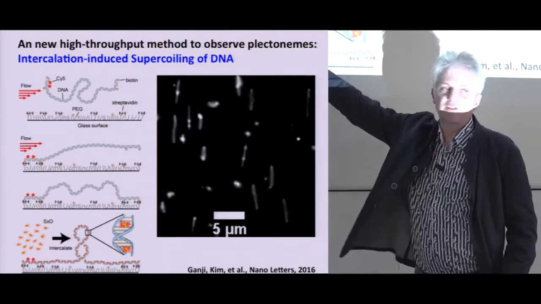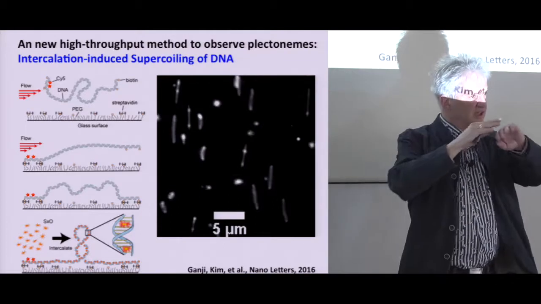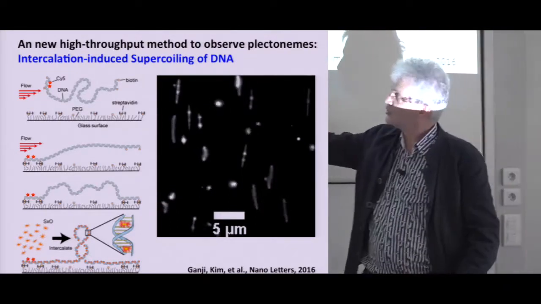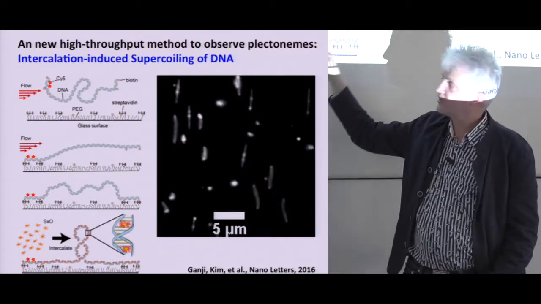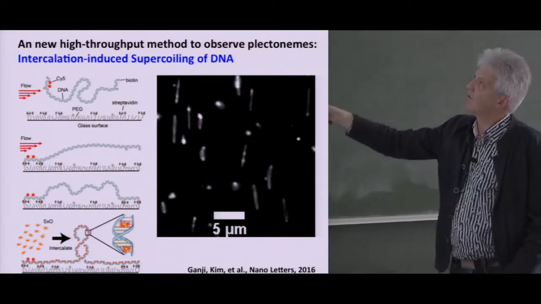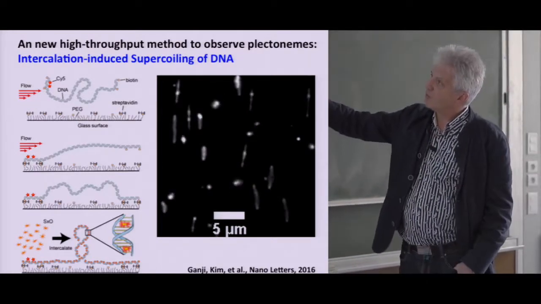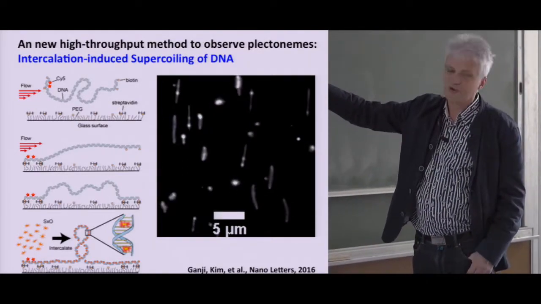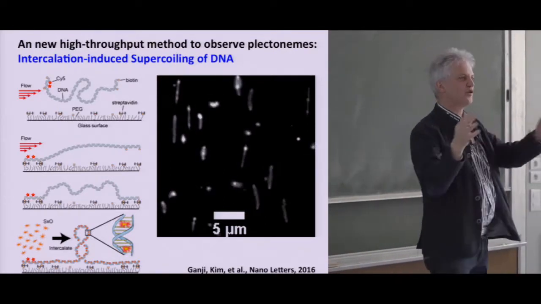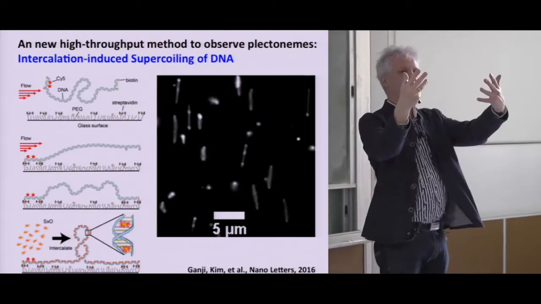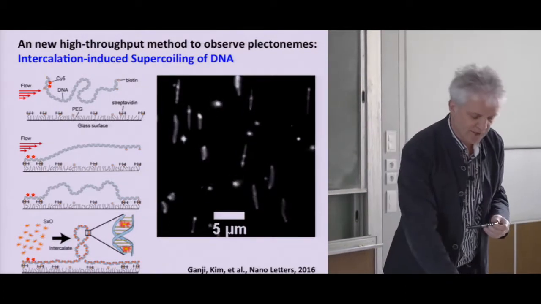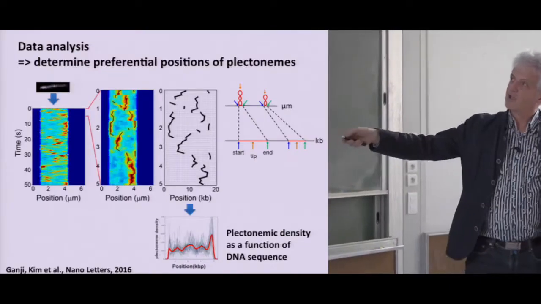We flush in the Sytox Orange intercalator, which intercalates into the DNA molecule and, because of the different twist, induces the plectonemes. So what you can see here on the right is a wide field view where you can see multiple molecules which have these bright spots moving back and forth on the DNA. So this is nice because it's now a high throughput technique to directly visualize the plectonemes on many molecules. And then we can do some data analysis, of course, where we can take a kymograph.